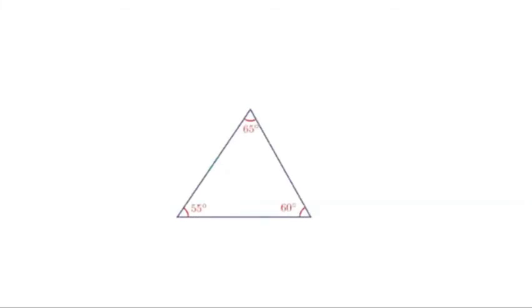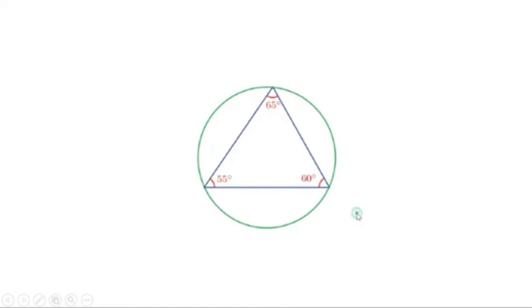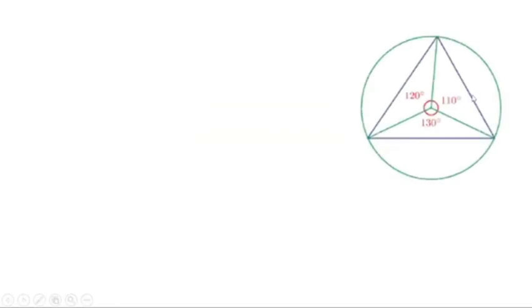Now look at the triangle. The angles of this triangle are 55 degree, 60 degree and 65 degree. We have one triangle and its circumcircle. Okay, we have to derive the ratio of its sides. How to find ratio of the sides of this triangle? So for that, consider the central angle of this triangle.